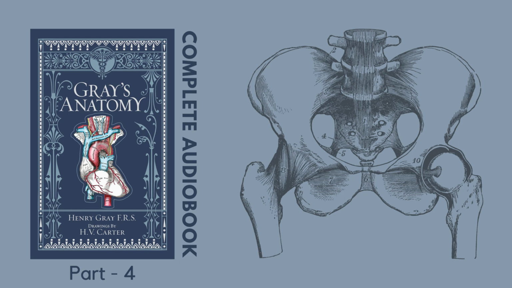To the external lip are attached the tensor fasciae latae, obliquus externus abdominis, and latissimus dorsi, and along its whole length the fascia lata. To the intermediate line the obliquus internus abdominis, to the internal lip the fascia iliaca, the transverse abdominis, quadratus lumborum, sacrospinalis, and iliacus.